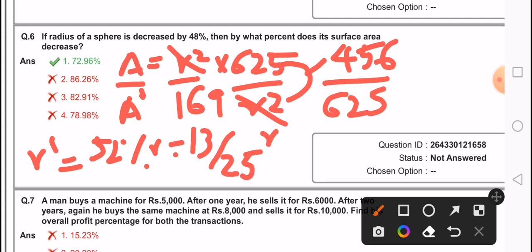Now we can see that they have asked for the direct value, I mean not the rounded off value but the correct value. We can see that in the numerator we can see a multiple of 3. So a multiple of 3 is only available in option 1. So we can just mark the first option as such without solving. That is a great time saver for you.